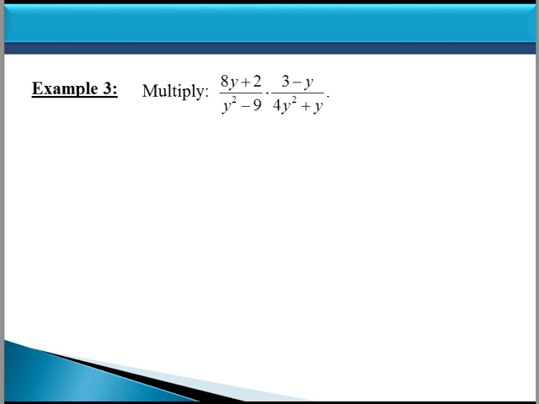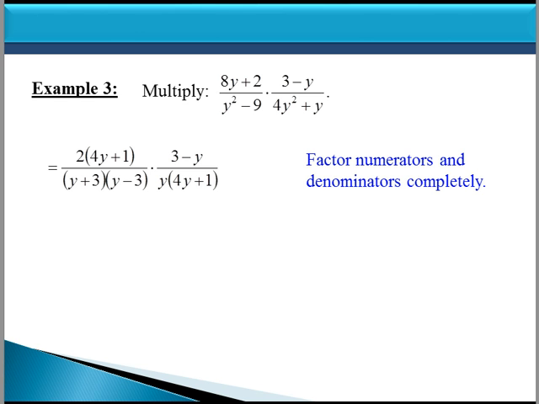So first we'll look at the numerator of the first rational expression. Notice there is a common factor of 2 that we can pull out. So we'll factor out a 2 and we'll be left with 4y plus 1 as its remaining factor. And then the denominator underneath that, there is no greatest common factor, but it is a difference of squares. So that will factor into y plus 3 times y minus 3. And the numerator of the second rational expression doesn't necessarily factor, so we'll leave that alone. And look at the denominator of that fraction, and notice that there is a common factor of y that we can pull out, and that will leave us with 4y plus 1.